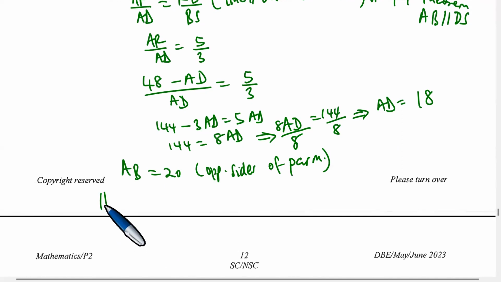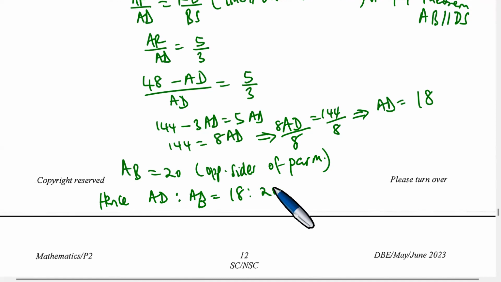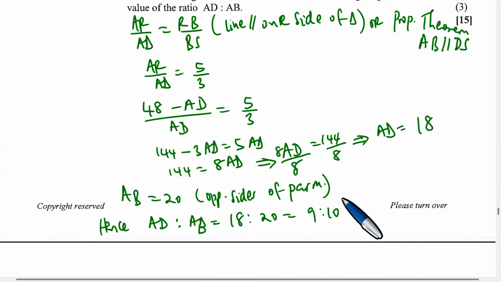So hence, the ratio of AD to AB. What is AD? It's 18 and AB is 20. And so you divide these by 2, you get 9 is to 10, which is what they wanted.